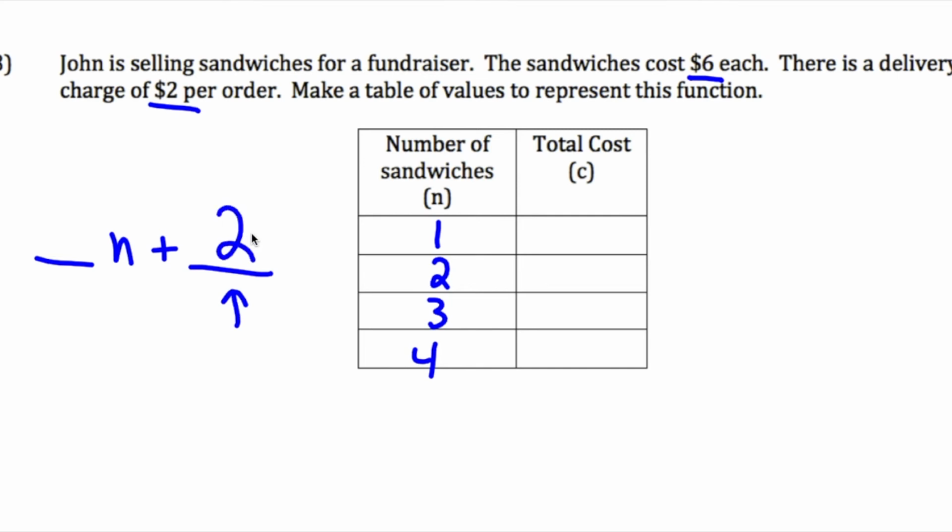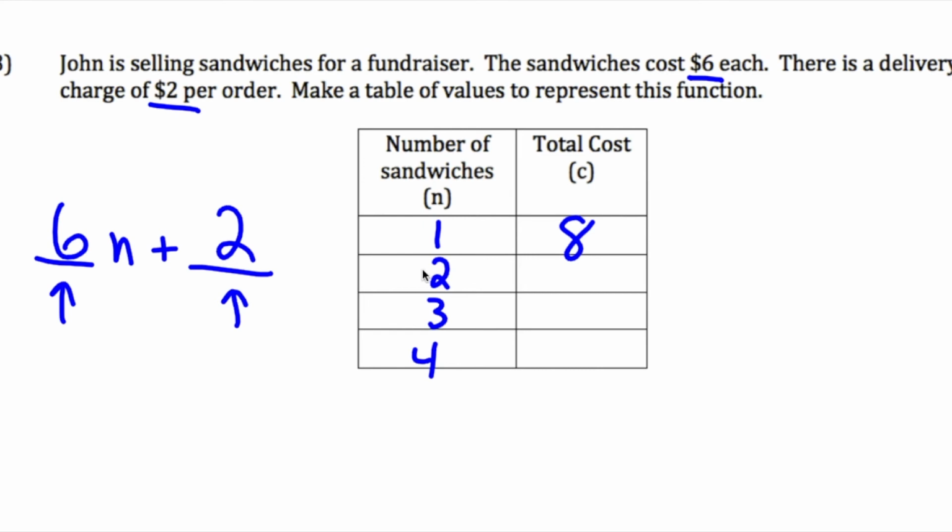But that's basically saying that if we don't order any sandwiches, we're still going to owe $2. So this one doesn't really make sense. This one is really only defined for the values of n that are greater than 0. So, if somebody ordered one sandwich or whatever. But then this number right here is the amount of increase, so that's going to go up $6 because it's $6 per sandwich. Okay, so if they order one sandwich, we have $6 for the sandwich and then $2 for the delivery fee. That will be a total of $8.